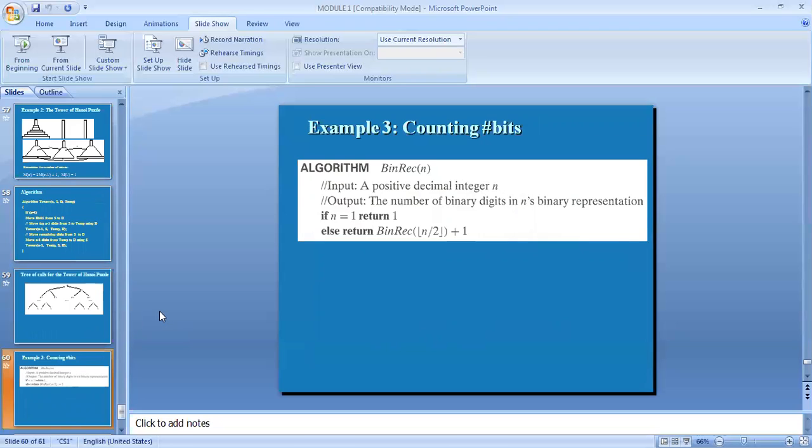The next example is the counting of bits, the recursive counting. If n is equal to 1, it returns 1, otherwise it returns binrec of n by 2 plus 1. This gives the number of binary digits in n's binary representation.